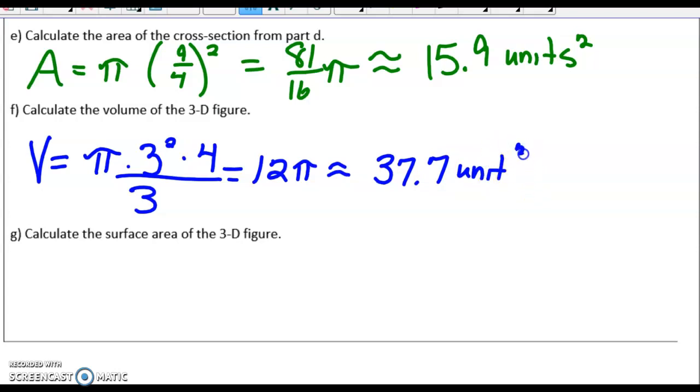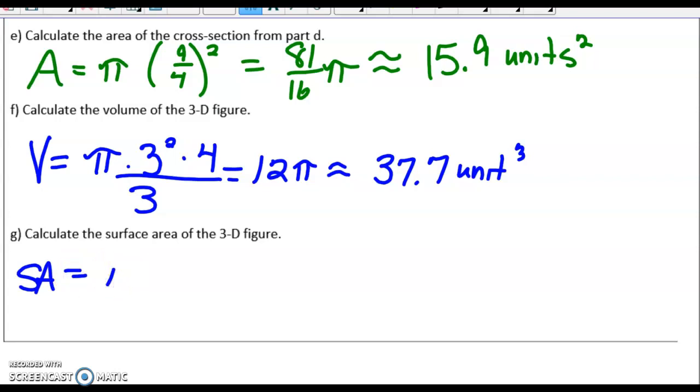And this is cubed because it's a volume. The surface area, again, that's not a formula maybe you have memorized, which is fine. You can just use the formula for the surface area. Sometimes I put SA for surface area.